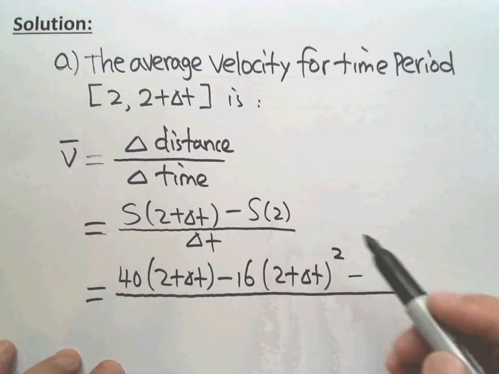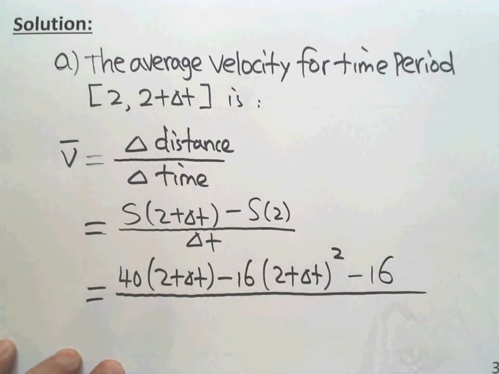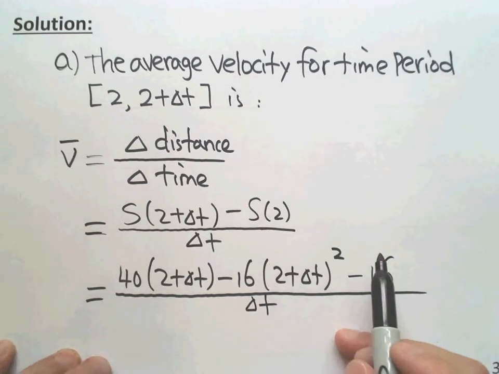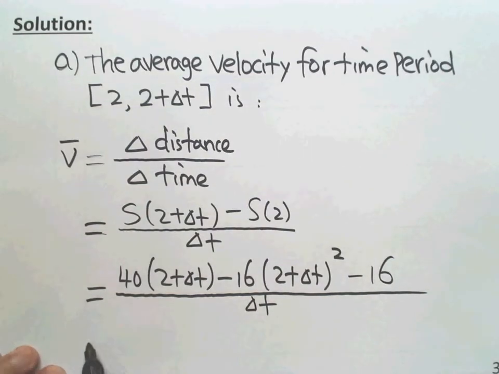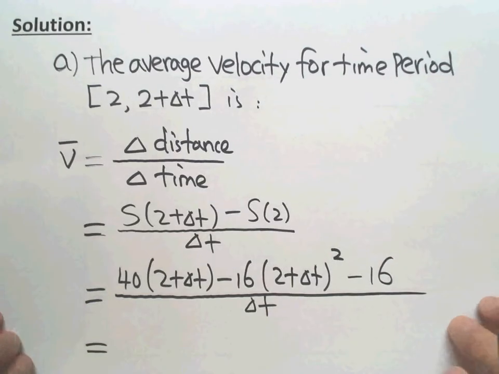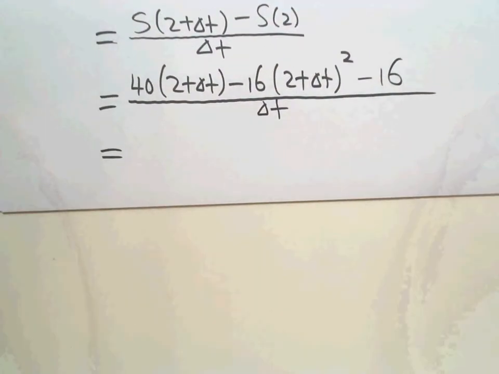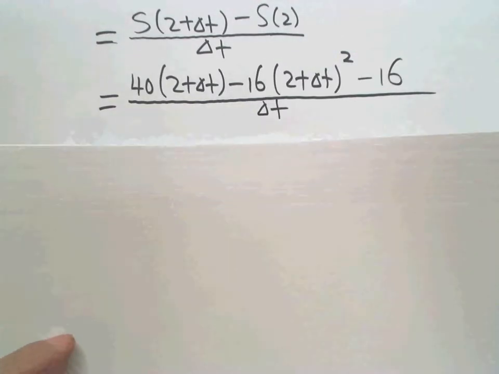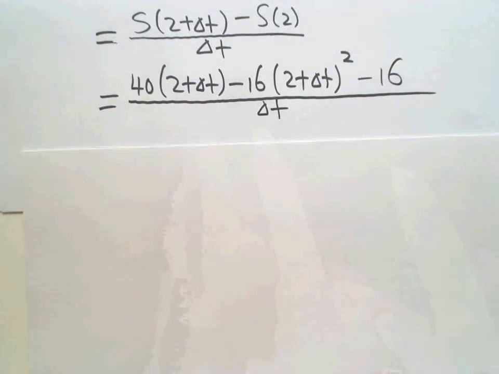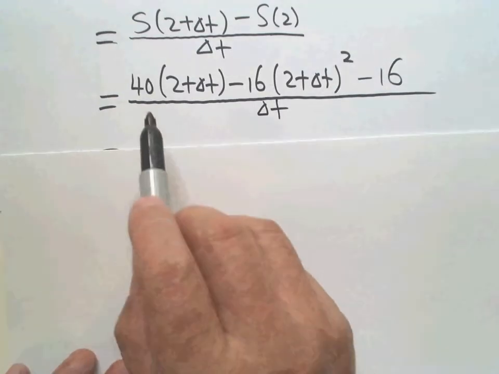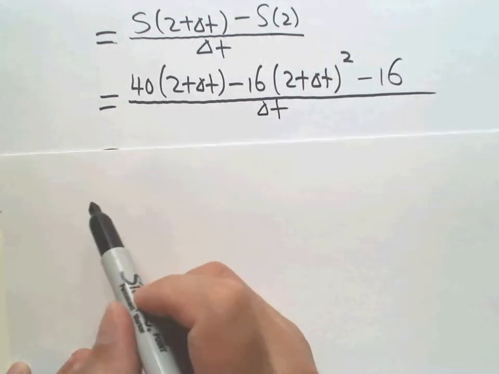What do I get? I get 16. Okay, so this one is just 16. Good. And then the bottom is delta t. Now I'm going to do the calculation. So do the calculation, what do we get? So let me look at it. I will do the calculation here. So can we do the calculation? Okay, so what do we have?